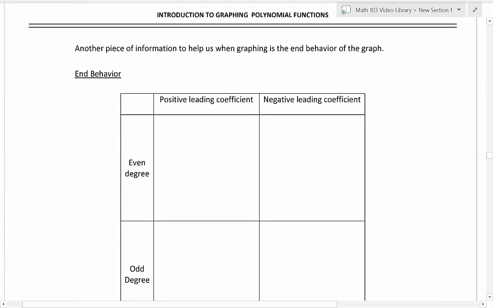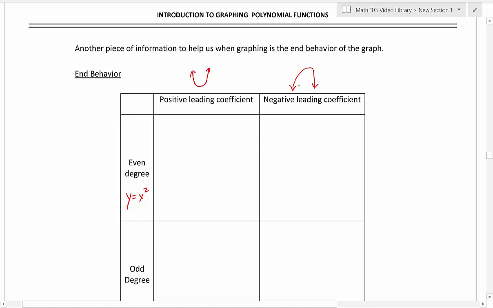Another piece of information to help us when graphing is the end behavior of the graph. Since polynomial functions are simple functions, they all behave relatively similarly. So let's think about the most basic even-degree polynomial that you know. That would be y equals x squared. Think about the shape of that. When x squared has a positive leading coefficient, we have a parabola that points up. And when x squared has a negative leading coefficient, the graph is a parabola pointing down.